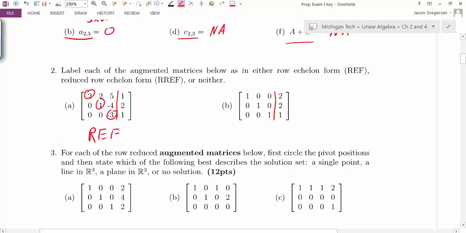Now the next example, I have my pivot positions right here. I have zeros below them, I have zeros above them. This one looks like it's an RREF. I see those pivot positions are all 1 as well.